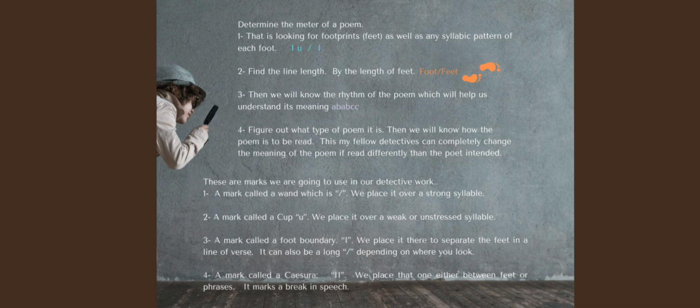There are marks we are going to use in our detective work. 1. A mark called a wand, which looks like this. We place it over a strong syllable. 2. A mark called a cup, which looks like a U. We place that over a weak or unstressed syllable. 3. A mark called a foot boundary. We place that there to separate the feet in the line of a verse. It can also be a long dash, depending on where you look. Number 4, a mark called caesura. We place one either between feet or phrases that mark the breaks in speech.